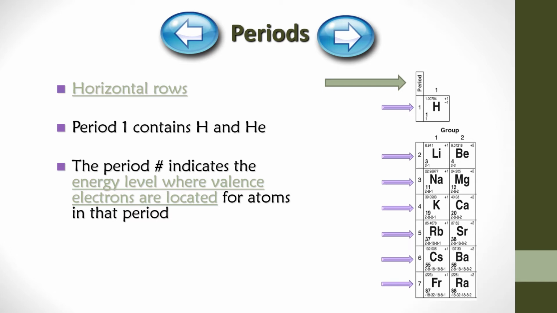For example, let's say we are looking at sodium here. Sodium has the symbol Na. It's in the third period. So that tells us that sodium will have its valence electrons in the third orbit or third energy level. And if you look at the electron configuration for sodium, Na, it's 2-8-1. So it only has one valence electron, which is located in the third orbit. So that's what the number of the period tells us.